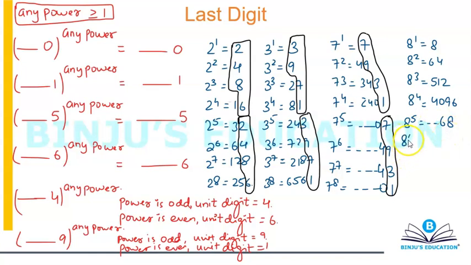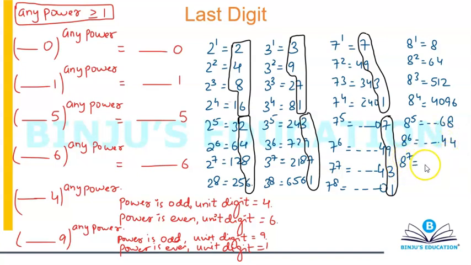Then when you do 8 to the power 6, 8 into 8 is basically 64. So you're going to have 4 and you're going to carry over 6. So 8 into 6 is 48. 48 and 6 is 54. So again it's going to end in 44.